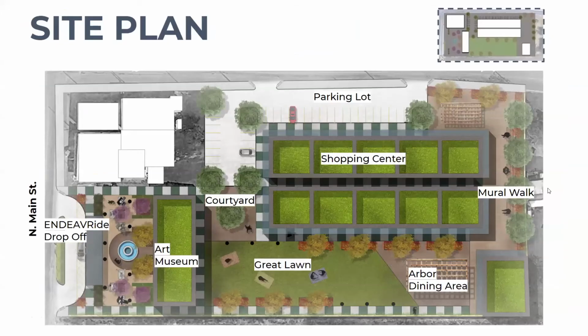So the site plan shows two different distinct areas. One includes a sculpture garden and an art museum, and the other includes a retail shopping center that could be used for both retail, such as restaurants, or other types of shops, such as clothes shops, or even other types of tourist attractions that you'd have available.